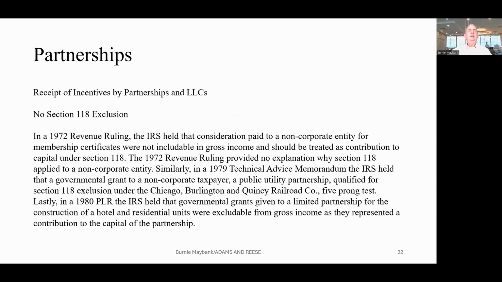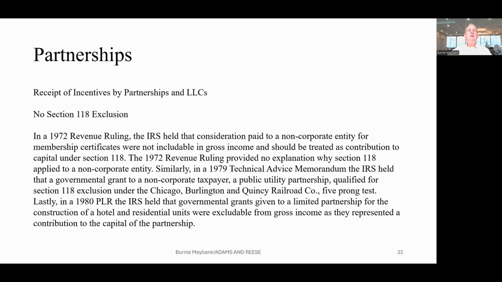So we've been over the receipt of economic development incentives by corporations, and to the shock of many, those corporations are now subject to federal income tax upon receipt of grants or free property, or the local government doing public infrastructure purely on behalf of a private sector. So the next thing we're turning to is partnerships.